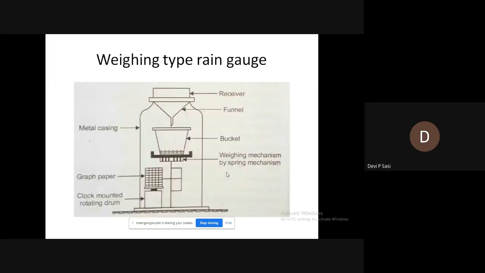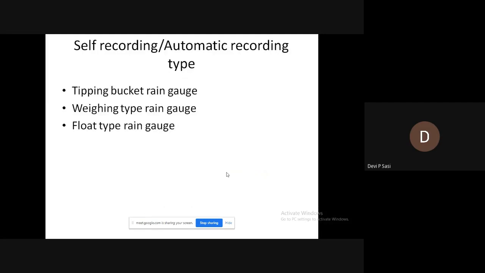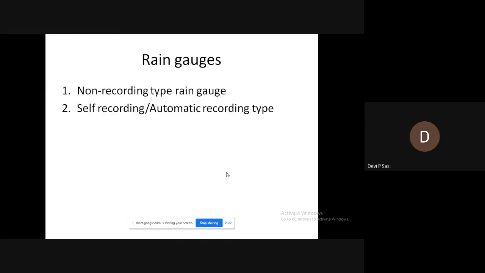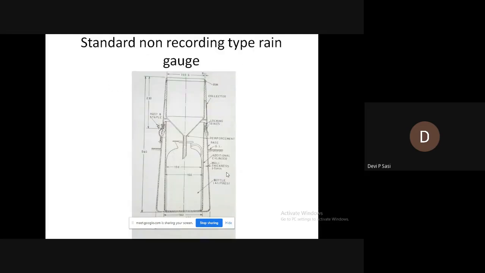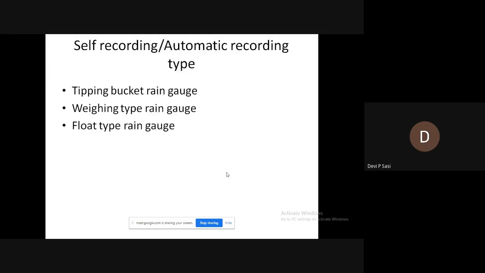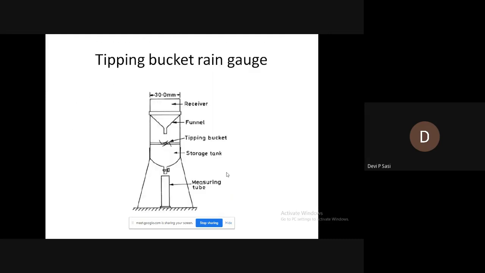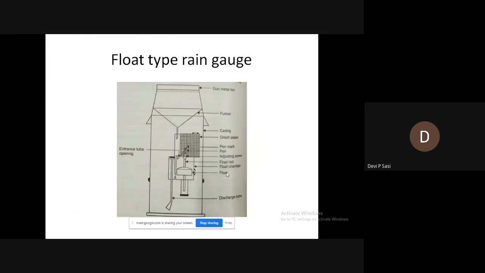So once more, the non-recording type rain gauges are the Symons rain gauge and the standard non-recording type rain gauge. Then the self-recording types are the tipping bucket rain gauge, the weighing type rain gauge, and the float type rain gauge. Okay, thank you.